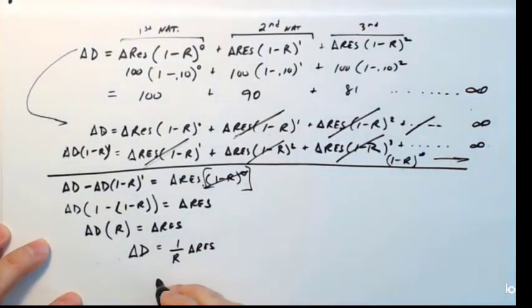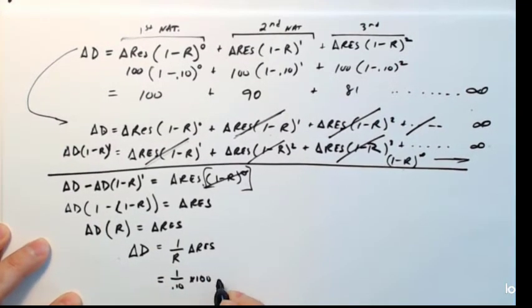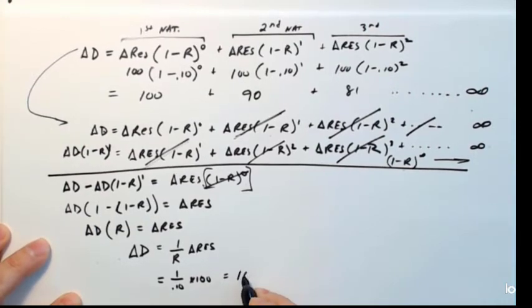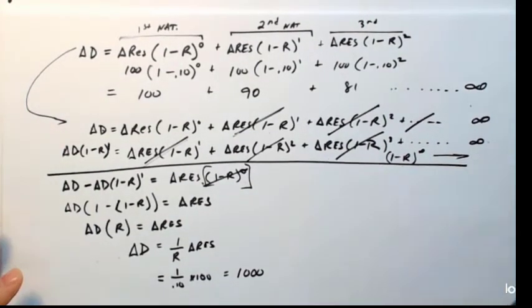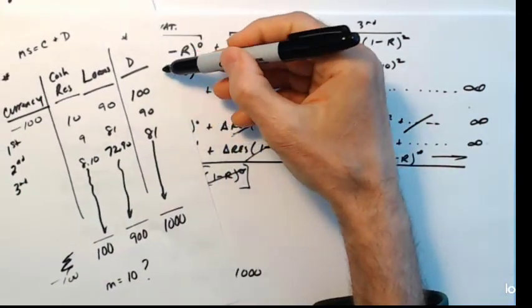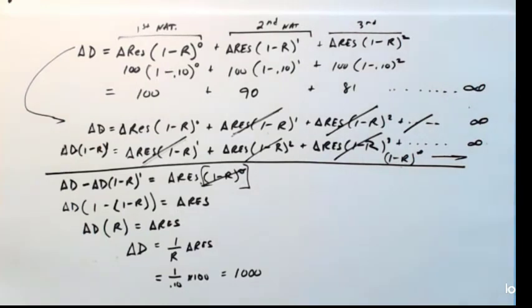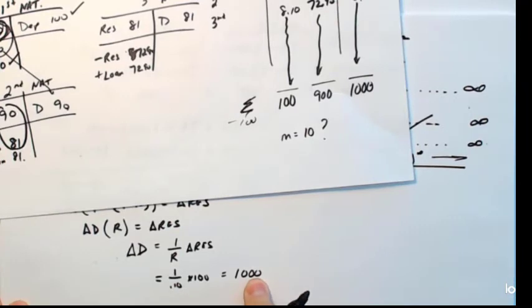And so what is our change in deposits? Well, it's 1 over 0.10 times 100. And so that equals $1,000. That's exactly what I'm showing you here. So what I've just shown you is the multiplier process. You deposit money, and within the banking system, the money multiplies out through the deposits by tenfold.